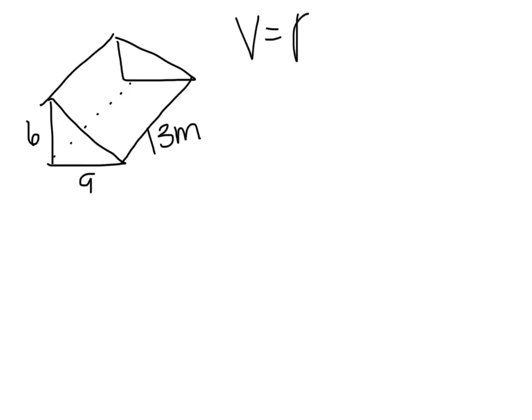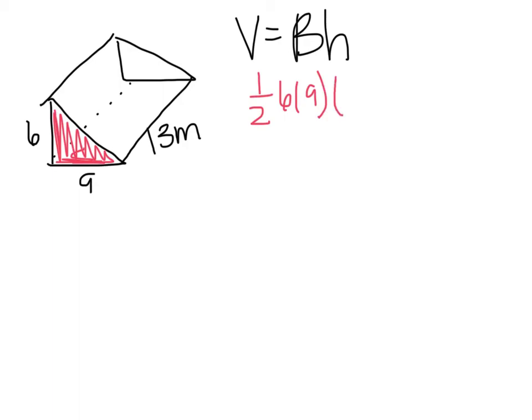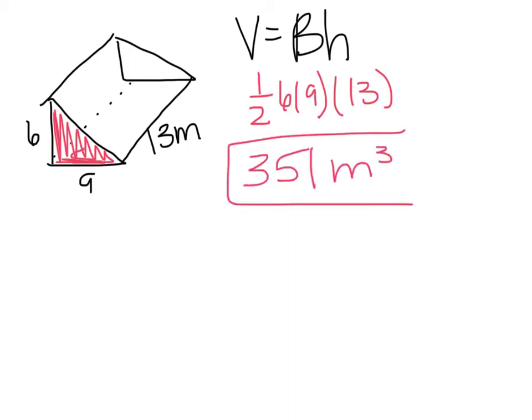Volume equals area of the base times the height. Our base is our triangle. So the formula for our triangle is 1/2 of 6 times 9 times our height, which is 13. So you can do that in your calculator, which should give you 351 meters cubed.